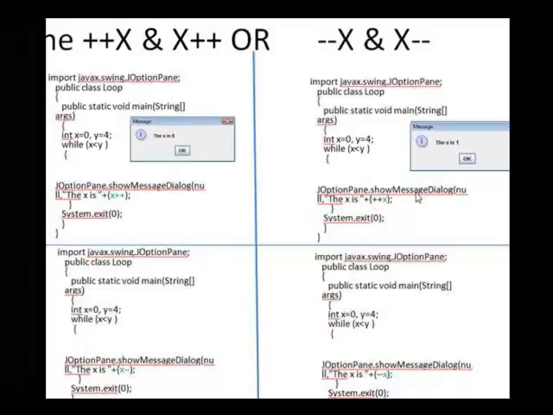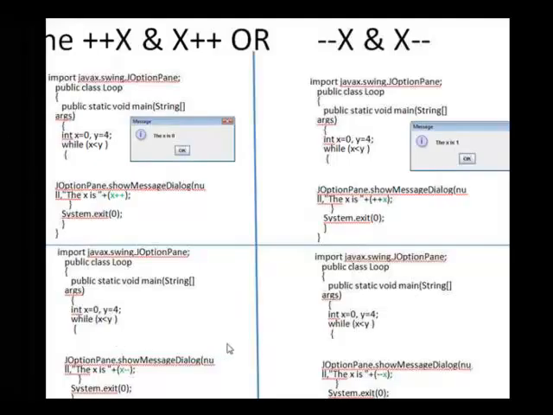In this example we're using the postfix. When we use the prefix, first you're going to increment the x, then display the message. So this is what we call the difference between the prefix of the operator x and the postfix of the operator x. So that's the difference between these two operators.